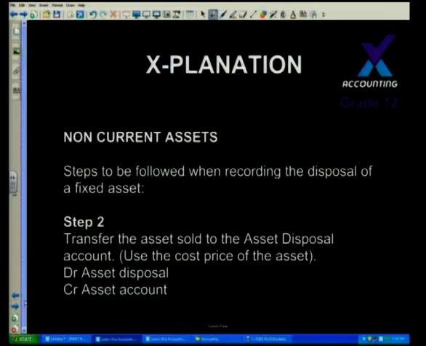The second step in asset disposal is that we will need to transfer the cost price of the asset that we have sold to the asset disposal account. If you look at the note here, it says transfer the cost price of the asset sold to the asset disposal account. And to do that, you are going to have to debit the asset disposal account, and you're going to have to credit the asset account.